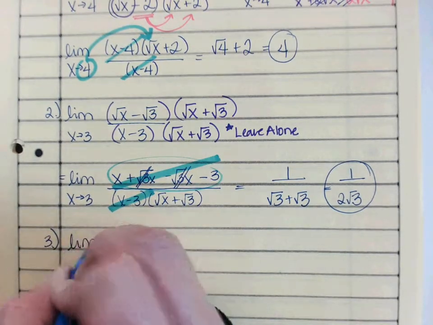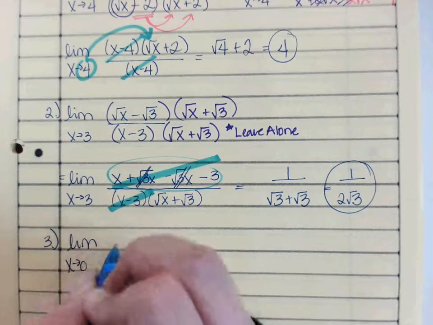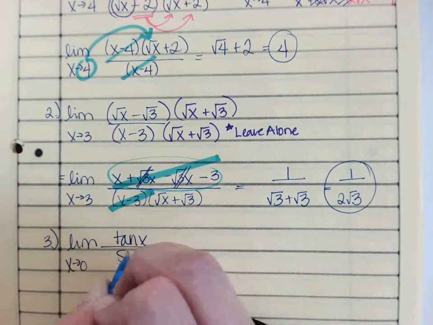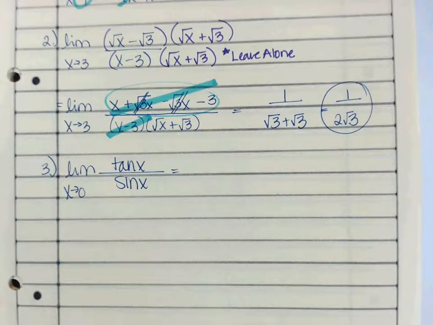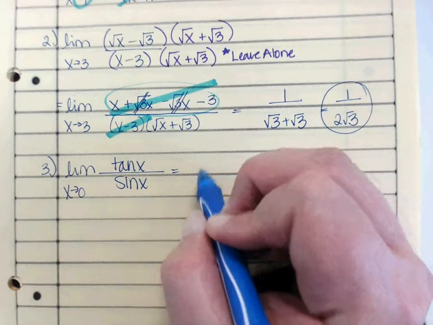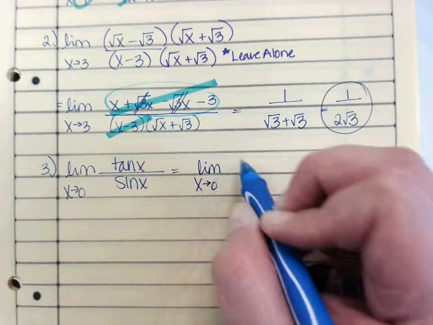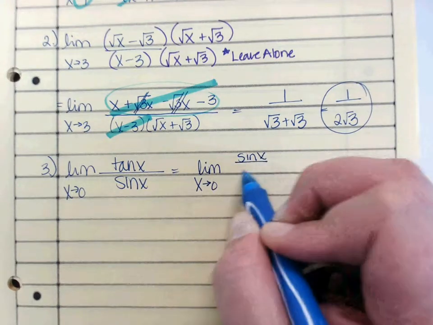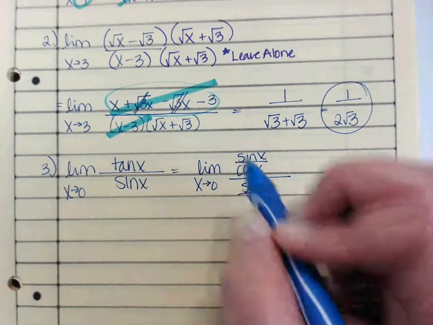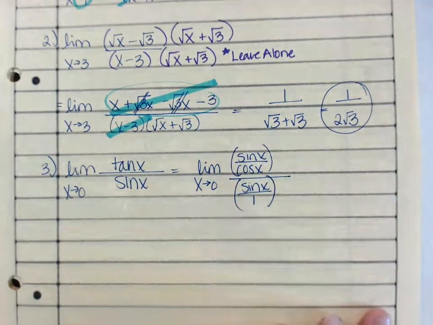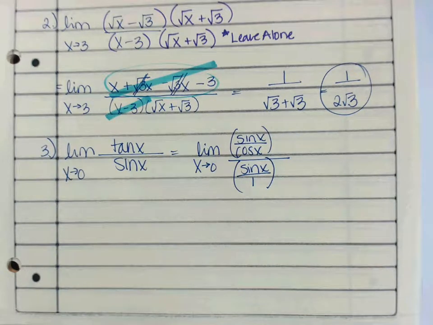Okay, limit x approaching 0 of tan x over sine x. Tan x over sine x. Okay, so tan is the same as what? Sine over cosine, so I'm going to rewrite my limit as sine x over cosine x. And then for my sine x on bottom, I'm going to put it over 1 so they're both fractions. So I have sine over cosine on top, divided by regular sine on bottom, which is really sine over 1.